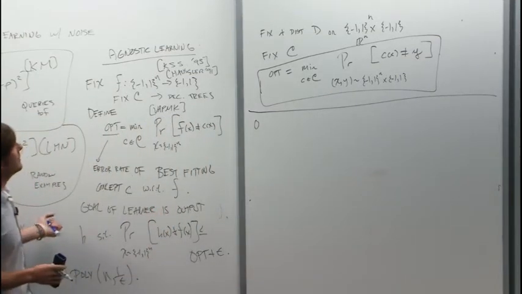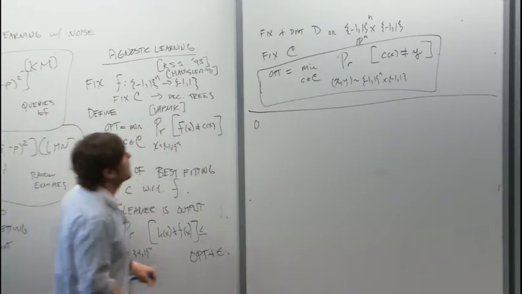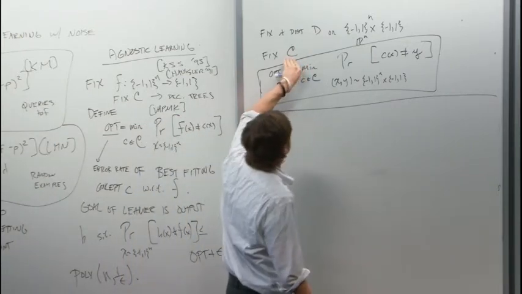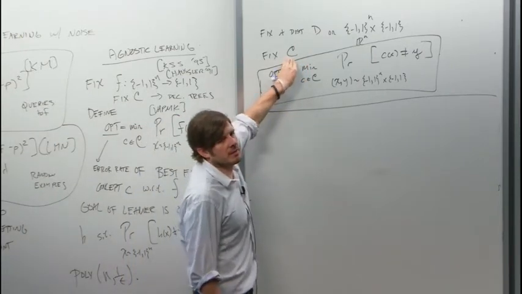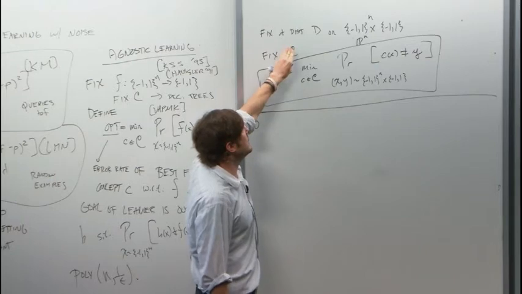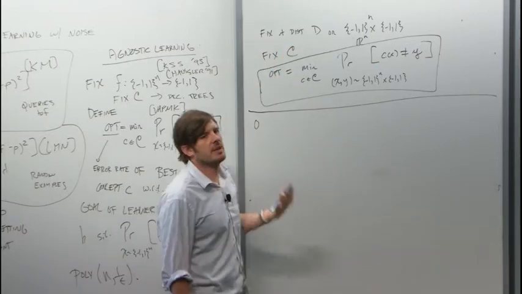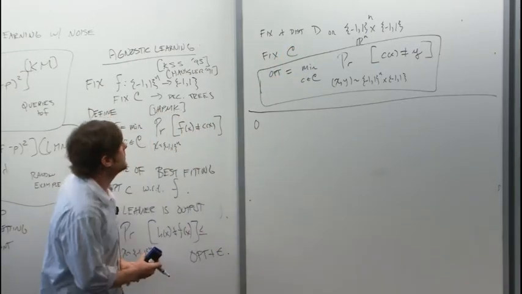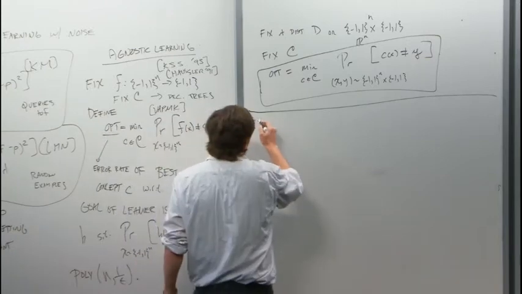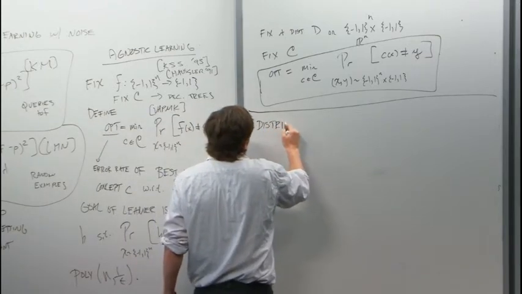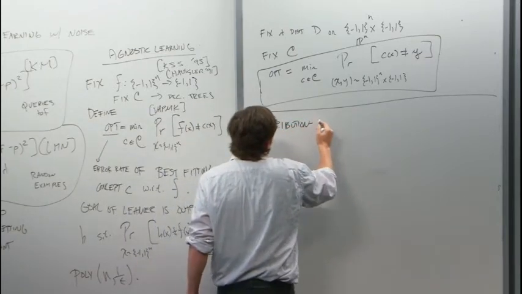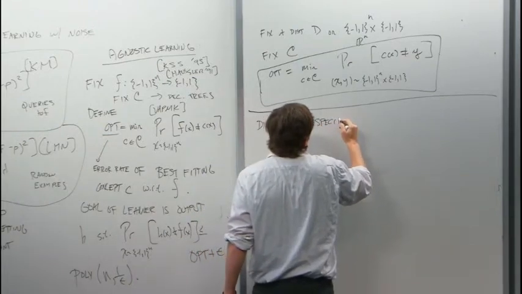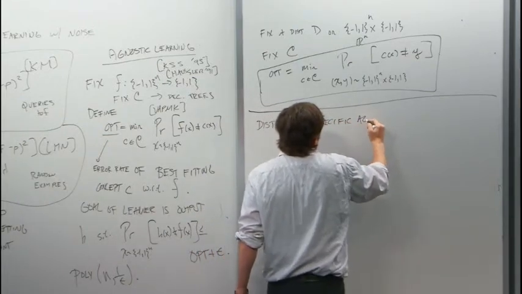You should have an algorithm. First, you fix the concept class that you want to be competitive with. And then you should have an algorithm that succeeds with respect to every distribution. And I guess one thing that we'll be looking at is distribution-specific agnostic learning.